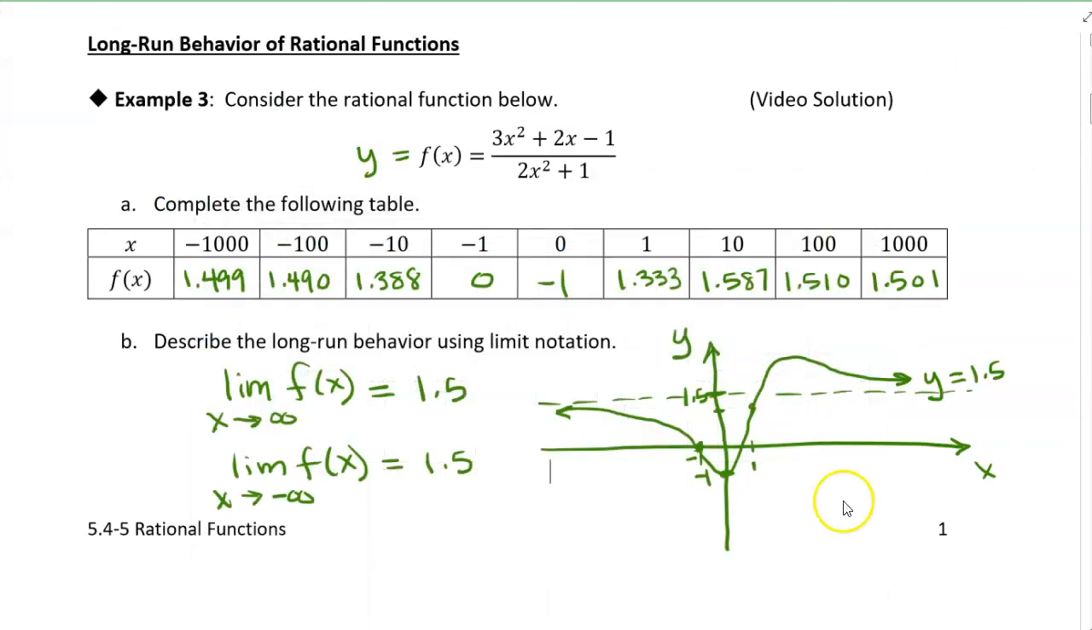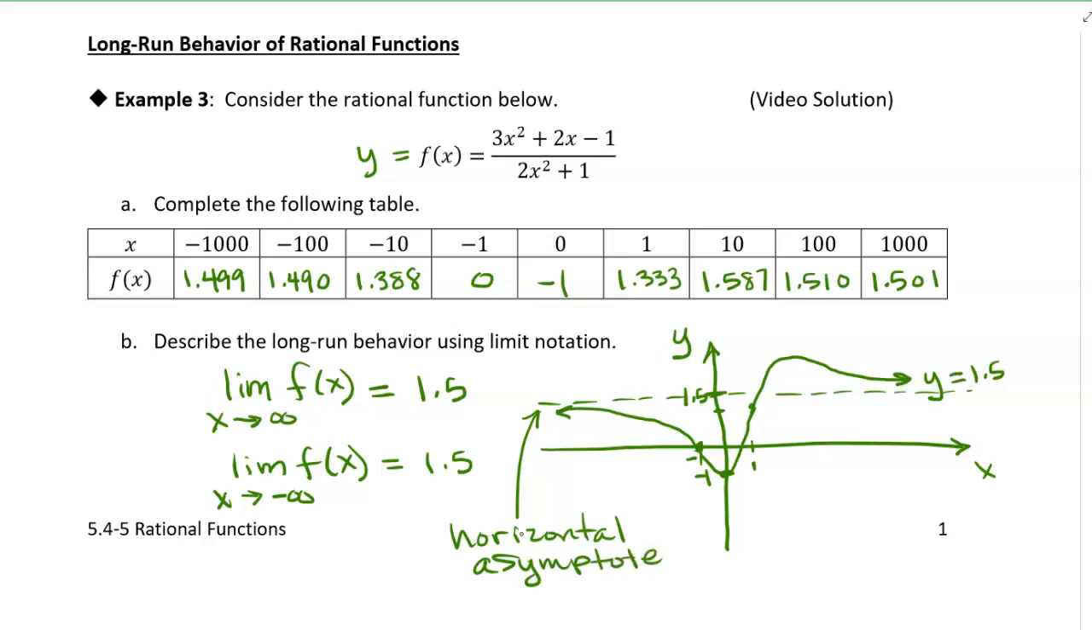So this line has a special name, and it's called a horizontal asymptote.